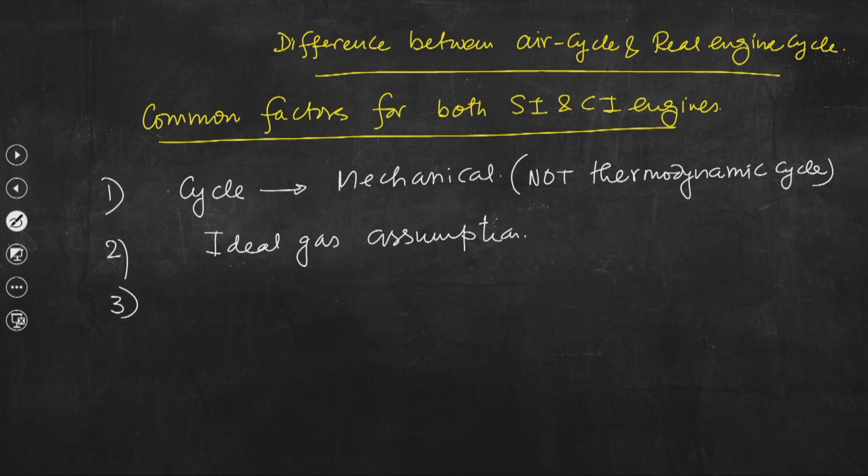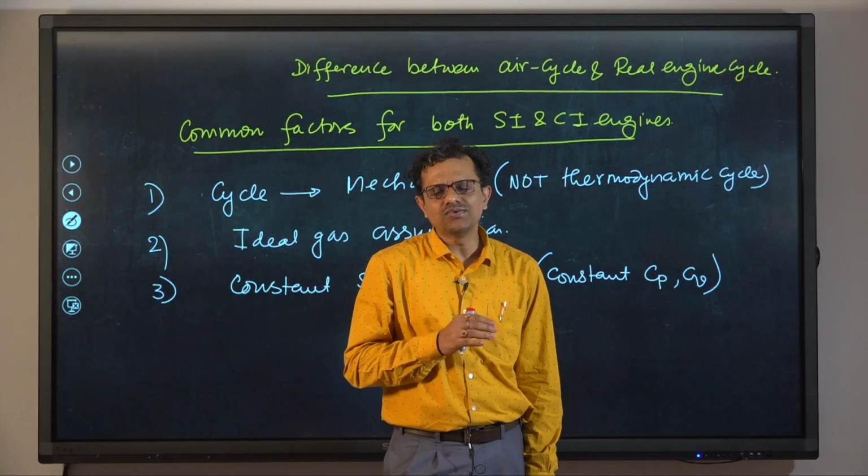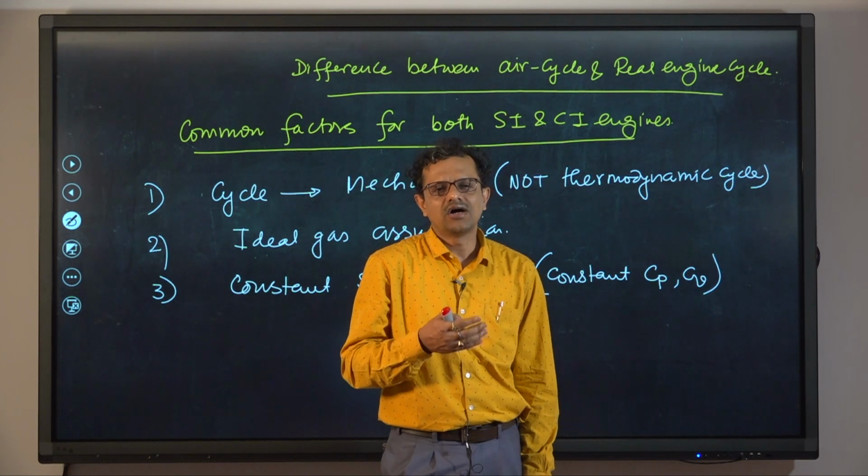Number 3 is constant specific heats, that is constant Cp, Cv, etc. So, try to understand, we had assumed that the combustion process can be mimicked by a constant volume or constant pressure heat addition process. If it is mimicked by a constant volume heat addition process, then we assume Cv remains constant throughout the process, while if it is mimicked by a constant pressure heat addition process, then Cp is assumed to remain constant throughout the process. But it will not be true in real application, because Cp and Cv are functions of temperature.